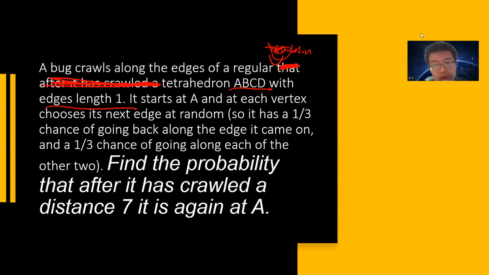A bug crawls along the edges of a regular tetrahedron ABCD with edge length 1. It starts at A, and at each vertex chooses the next edge at random. So it has a 1/3 chance of going back along the edge it came from, and a 1/3 chance of going along each of the other two. Find the probability that after it has crawled a distance of 7, it is again at A.